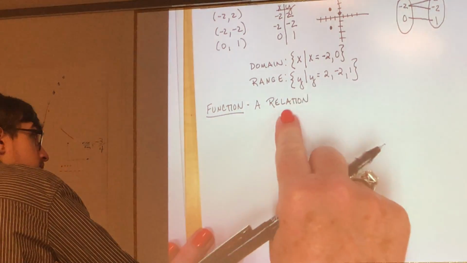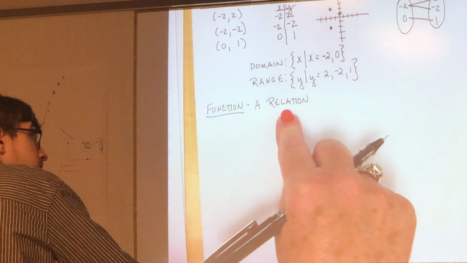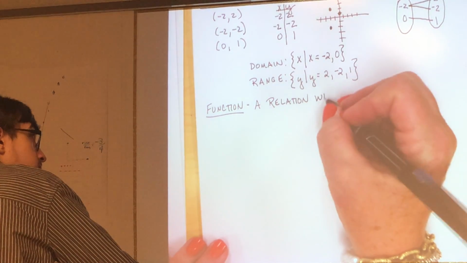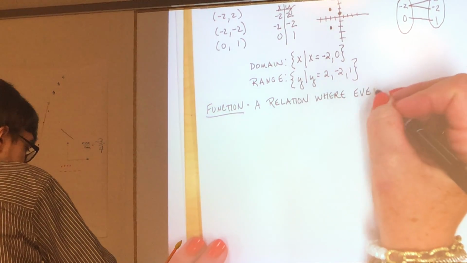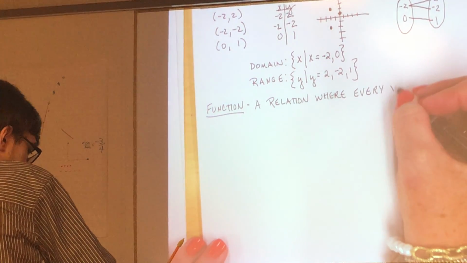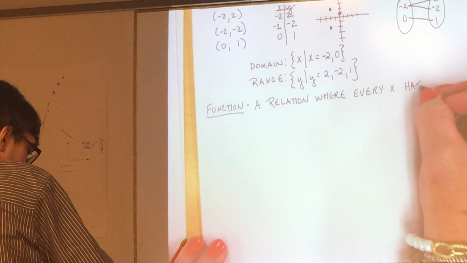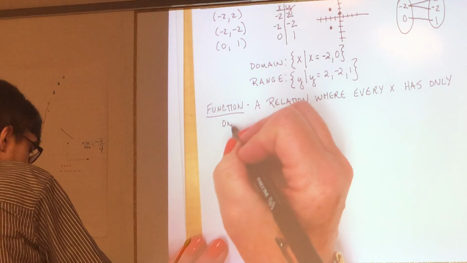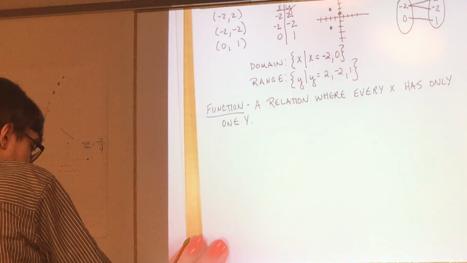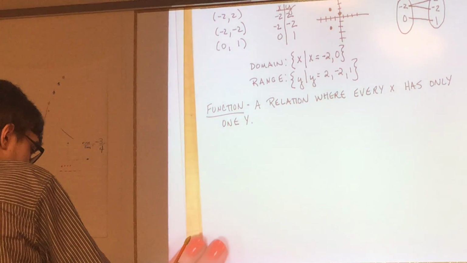So it's a pairing of numbers, but it's a special pairing, okay? Where every x has only one y. Okay? Every x has only one y.